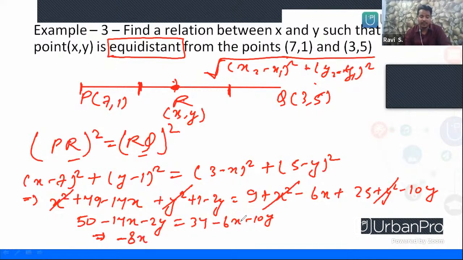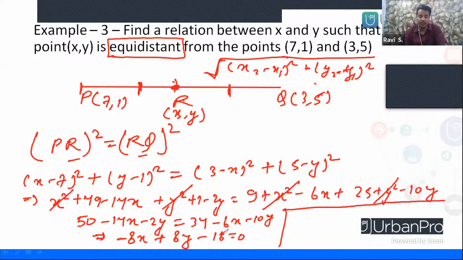So it is minus 8x, and again minus 2y is given, and here plus 10y. So I will bring it down here, so it will become 8y, right? 8y, and also 50 minus 34 will give you 16, correct? Now one more thing you can do here is take out the common thing.